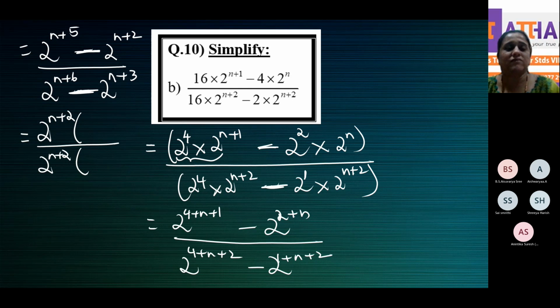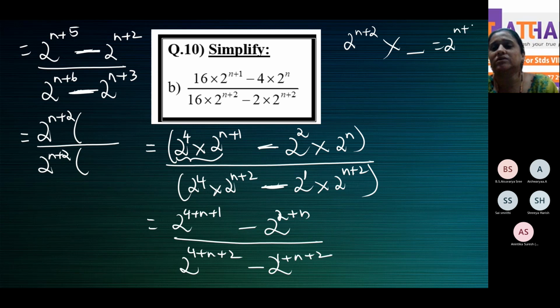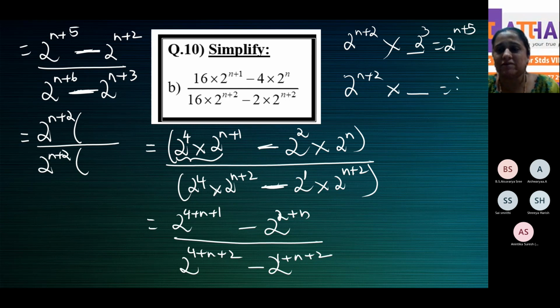In the same way here, we have taken out 2 to the power n plus 2 common. But the first term is 2 to the power n plus 5. So 2 to the power n plus 2 into what will give you 2 to the power n plus 5? 2 to the power 3, right? Because n plus 2 plus 3, so 2 to the power n plus 5. Similarly, 2 to the power n plus 2 into what will give you 2 to the power n plus 2 itself? 2 to the power 0. All of you, am I clear?